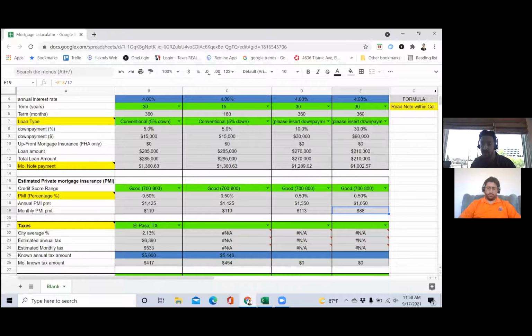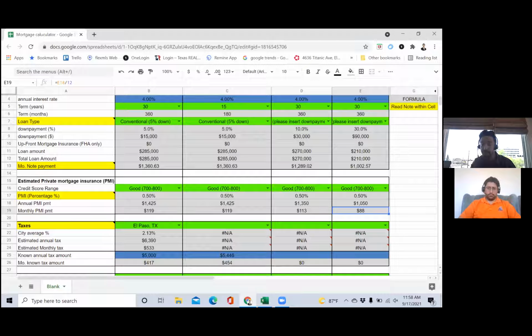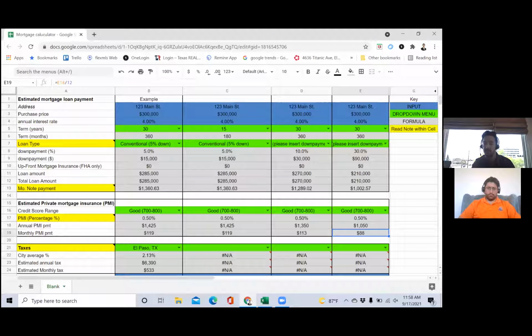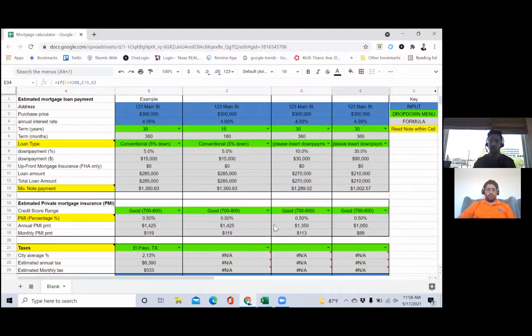Oh, actually, hold on. There's a mistake here. It shouldn't have listed a PMI here, because it's 30. Oh, no, actually, it's fine. It'll clear it out here. It doesn't calculate in the monthly, so it's fine. No big deal there. Anyway, for this, we're just going to leave it blank.